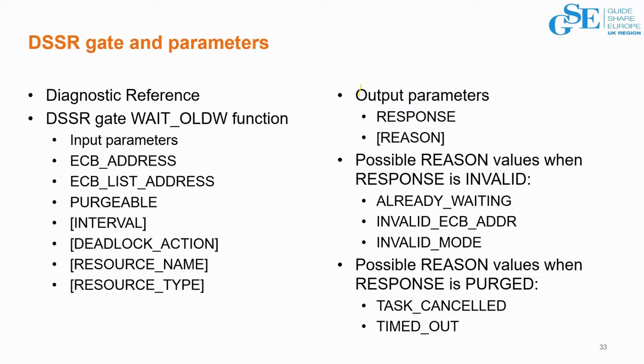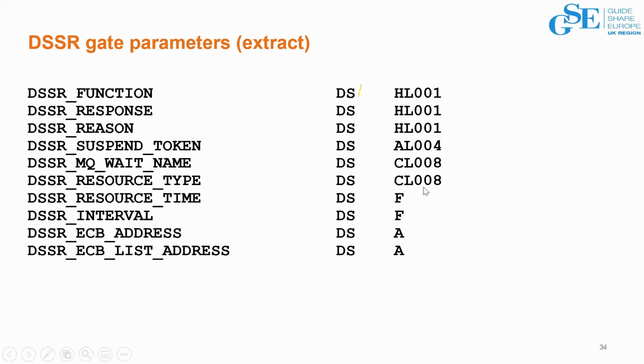And again, this is just showing you the parameters and the gate call itself and some of the optional parameters. And we're going to see an example in storage in just a second, right? And now this is just an extract again. Remember, we showed you the existence bits. Now we're showing you the size of the fields that hold the parameters themselves. So a function is still only 1 byte. Response and reason codes are 1 byte.